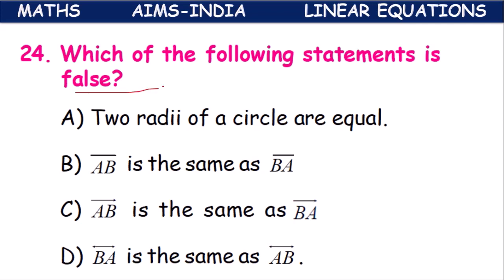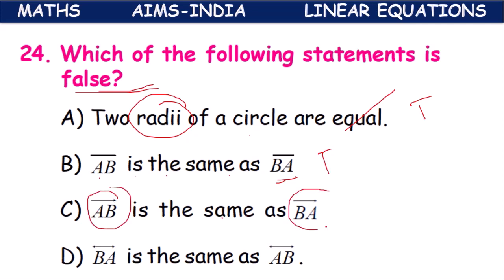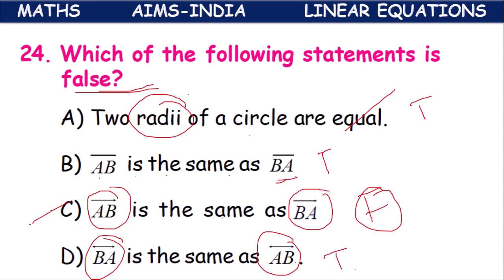Which of the following statements is false? Two radii of a circle are equal. True. AB bar is the same as BA bar. Both are the same line segments. Their lengths are fixed, so they are the same. AB ray is the same as BA ray? AB ray is going towards B direction, BA ray is going towards A direction. False. Their directions are different. BA bar is the same as AB bar. BA bar can be extended in both directions, AB bar also can be extended in both directions. True. So which one is false means C option.